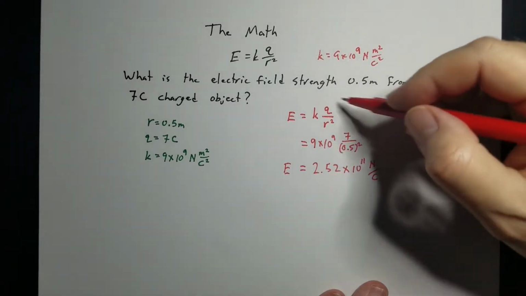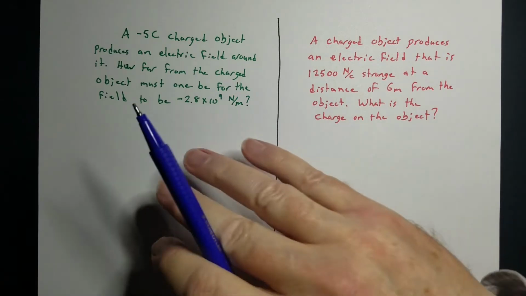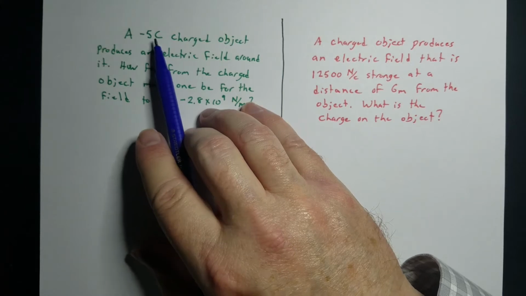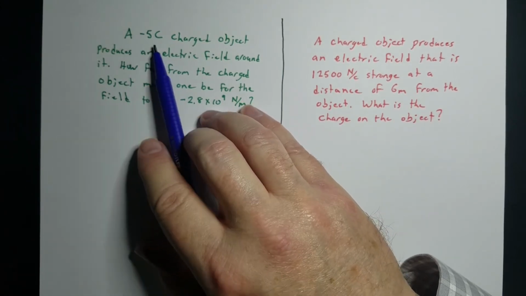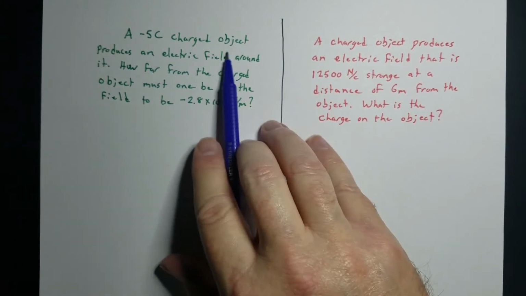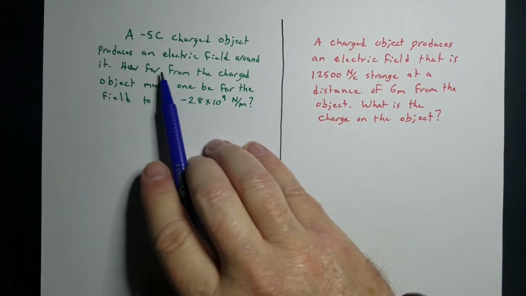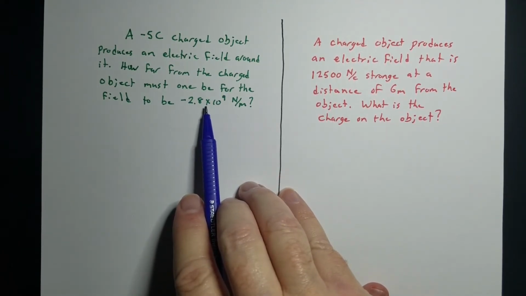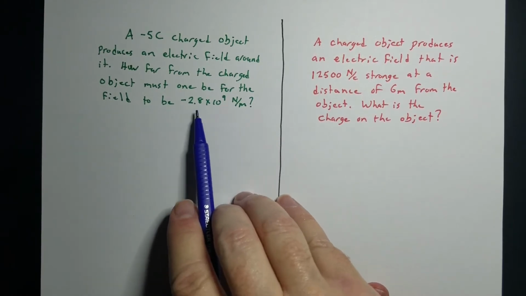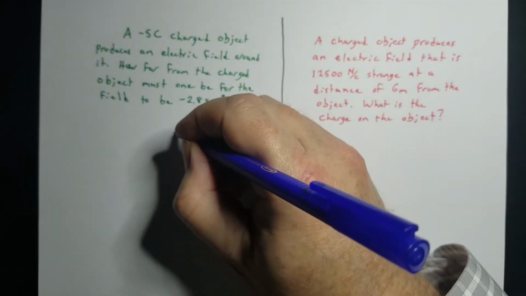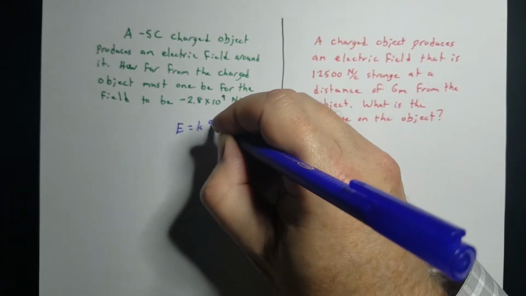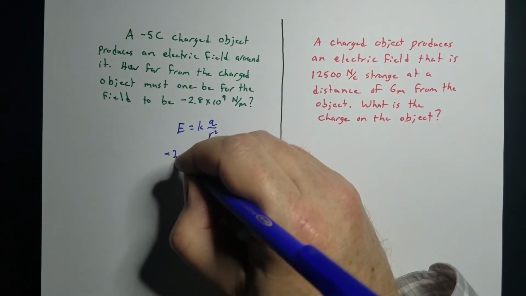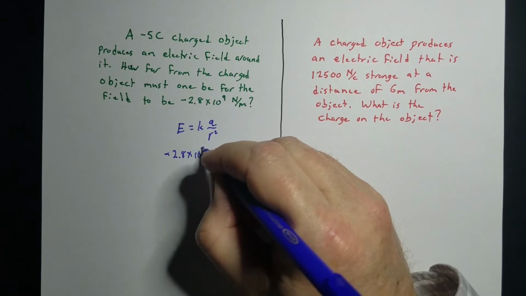Let's try a couple more where we solve for some of the other stuff here. Okay, so here's one where I give you an example of that. So we got a -5 coulomb charge. So that is an object that has more electrons than protons, enough to get a charge of -5 coulombs. We want to see about the electric field around it. If the field has this value at some location, I want to figure out where that location is. How far away from the charge is it? So again, E equals K Q over R squared. The electric field was -2.8 times 10 to the 9th.